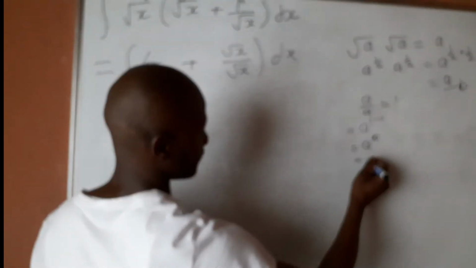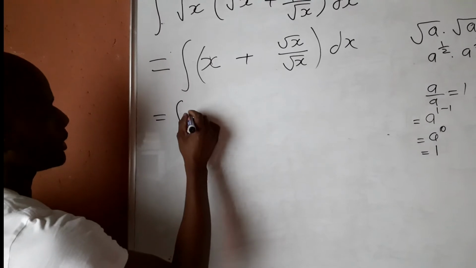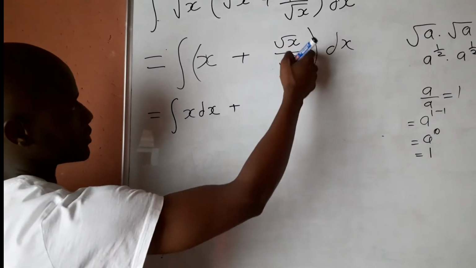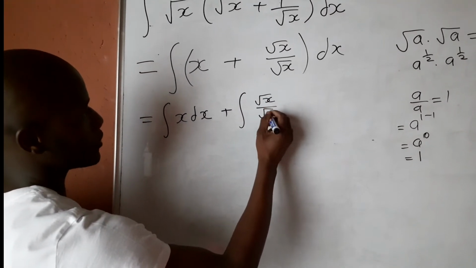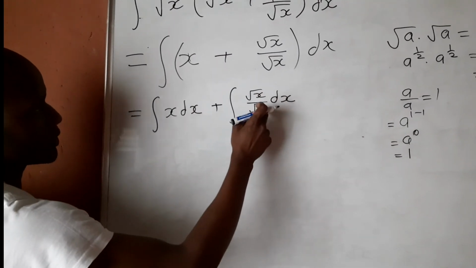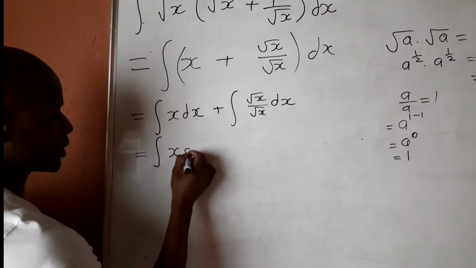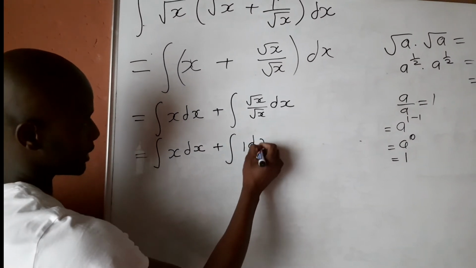Any number to the power of 0 is 1. So now we separate them. It's going to be integral x dx plus integral of x times square root of x over square root of x dx. Sorry guys, we know square root of x over square root of x is 1. So it's going to be integral x dx plus integral 1 dx.